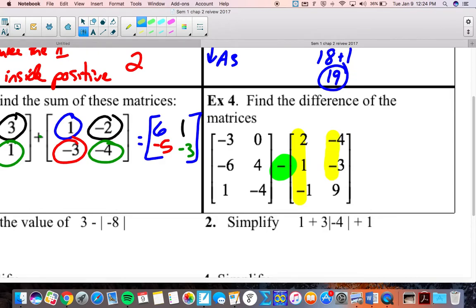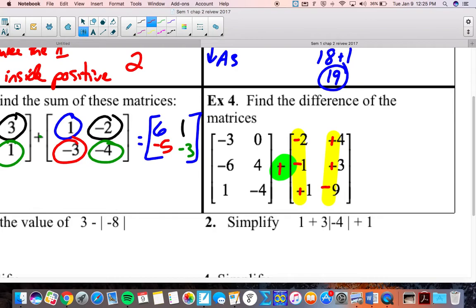Teachers in the past have used the phrase keep, switch, flip. You keep this first value the same, you switch this to a plus sign, but then you flip the sign of the second matrix. So change this to addition, flip all of these symbols to the opposite. So a positive goes to a negative, positive goes to a negative, negative goes to a positive, negative goes to a positive, negative goes to a positive, positive goes to a negative.